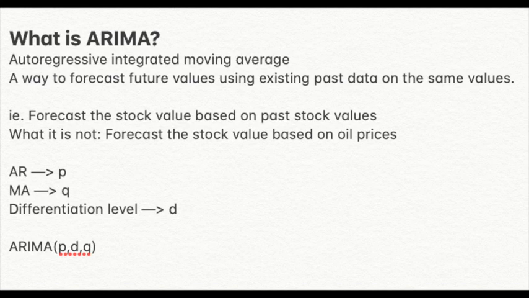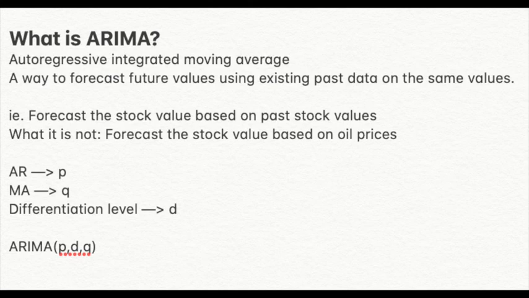So ARIMA stands for Autoregressive Integrated Moving Average, and it is, in my definition, a way to forecast future values using existing past data on the same type of values. What I mean by that is, for example, in order to forecast stock prices or stock values, we base that forecast on past stock values. A wrong example would be forecasting stock values based on oil prices, which are completely different factors.